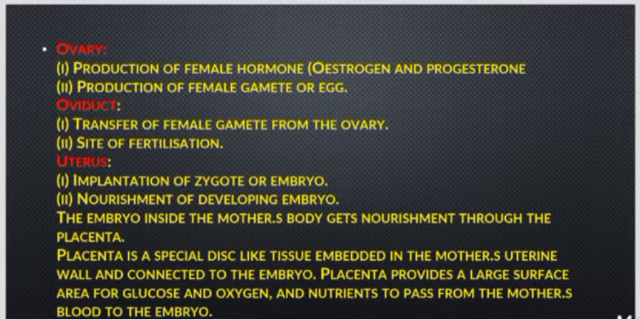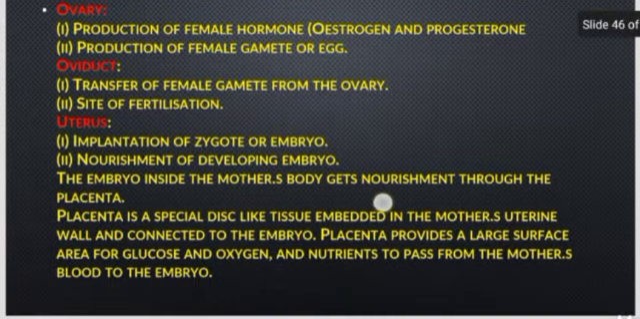And in the case of the oviduct, it helps the transfer of ovum from the ovary to the uterus. So it's a passage. After ovulation, this ovum is transferred through the oviduct to the uterus. And more important, it is the site of fertilization. The sperm and the ovum get fertilized in the oviduct.